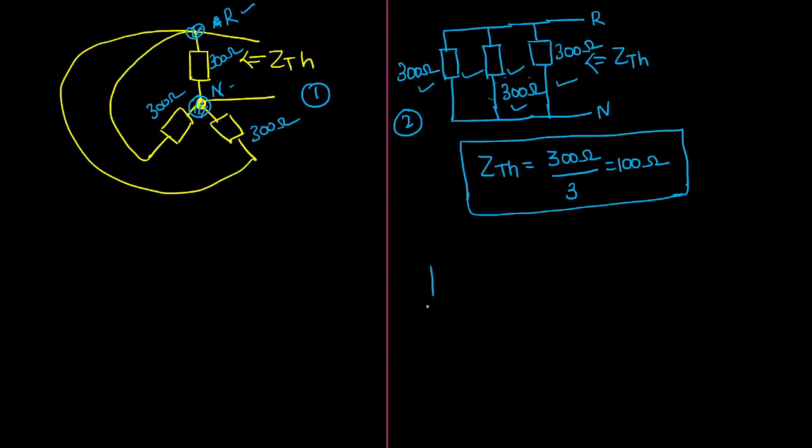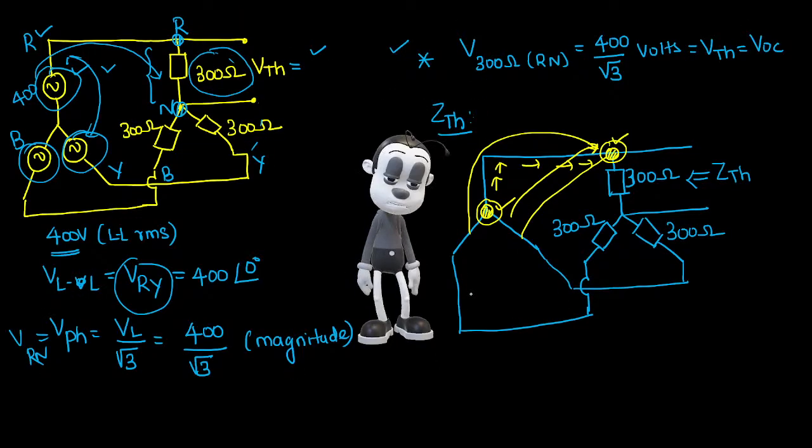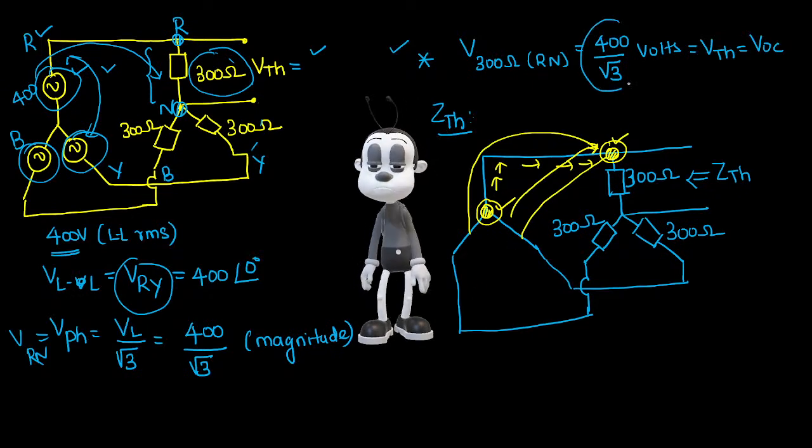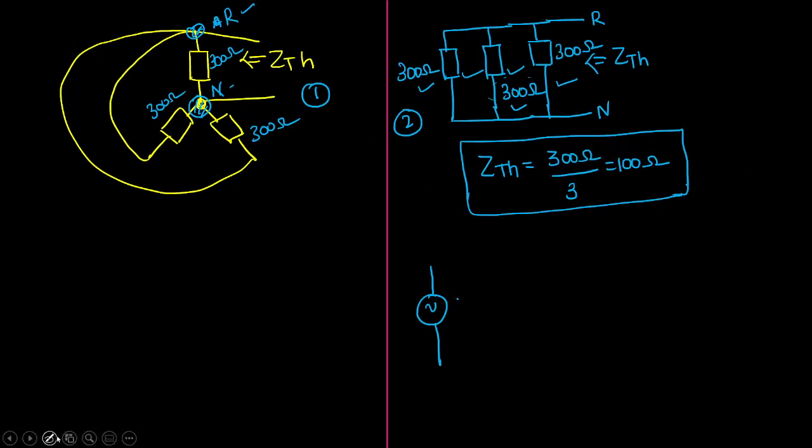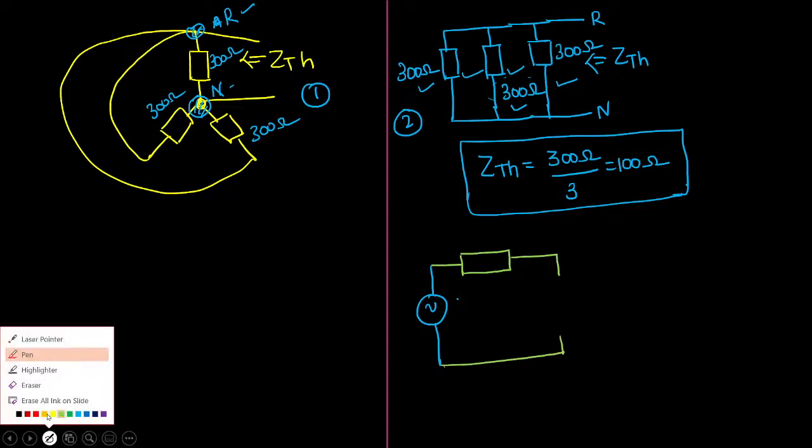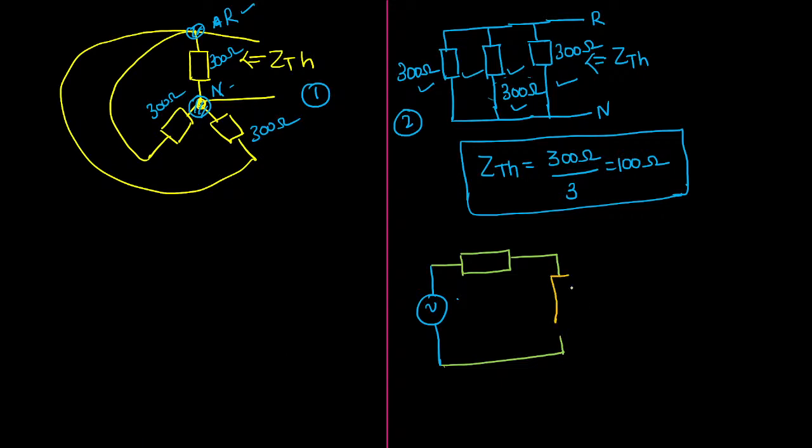Thevenin voltage. Let me draw the circuit at last. So we found the voltage, I think that is 400 by root 3. It is here, 400 by root 3. So let us substitute that value. It is attached with the Thevenin impedance. Then we are going to connect the load with this. So now, this is called Thevenin voltage, and this is called Thevenin impedance.